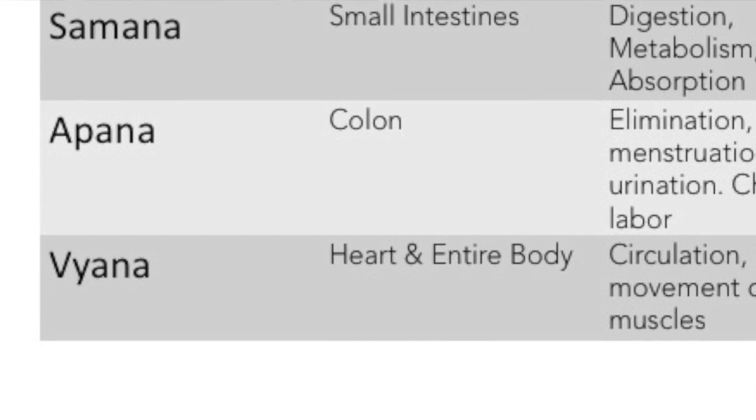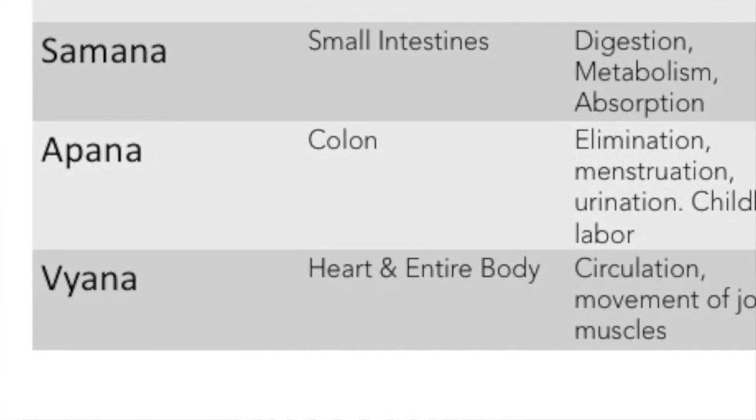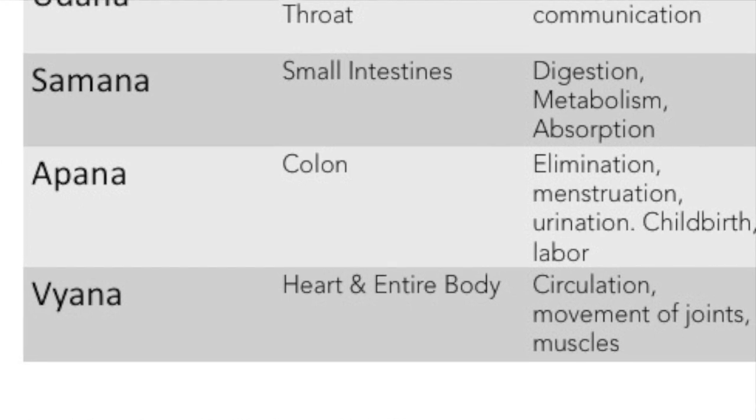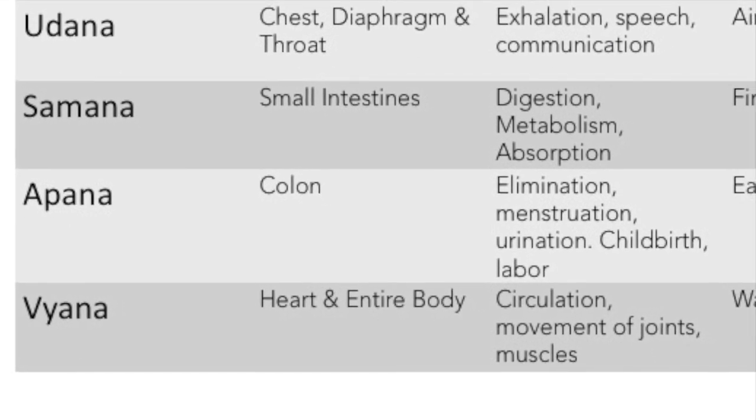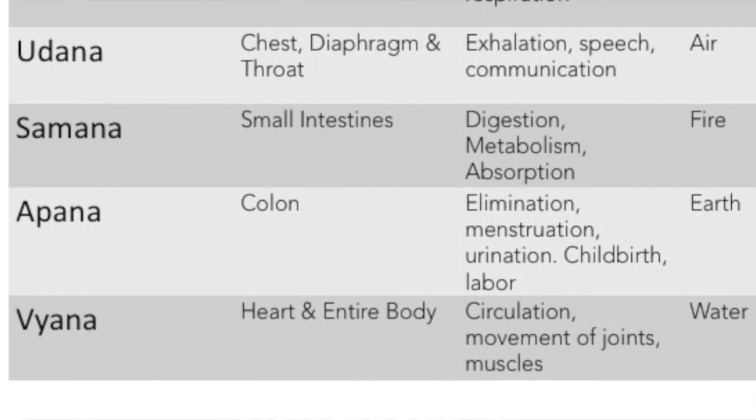Vyana Vayu is distributed throughout the body and the heart. It governs the cardiovascular system, and it supports the circulation and oxygenation of our blood and the transportation of nutrients. Again, Vyana Vayu is the Vayu or the Vata that governs movement throughout the body. So it takes nutrition, blood to our cells, our tissues. Vyana Vayu is governed by the element water. And like water, Vyana Vayu flows throughout the body, and it's going to nourish all the tissues throughout the body.